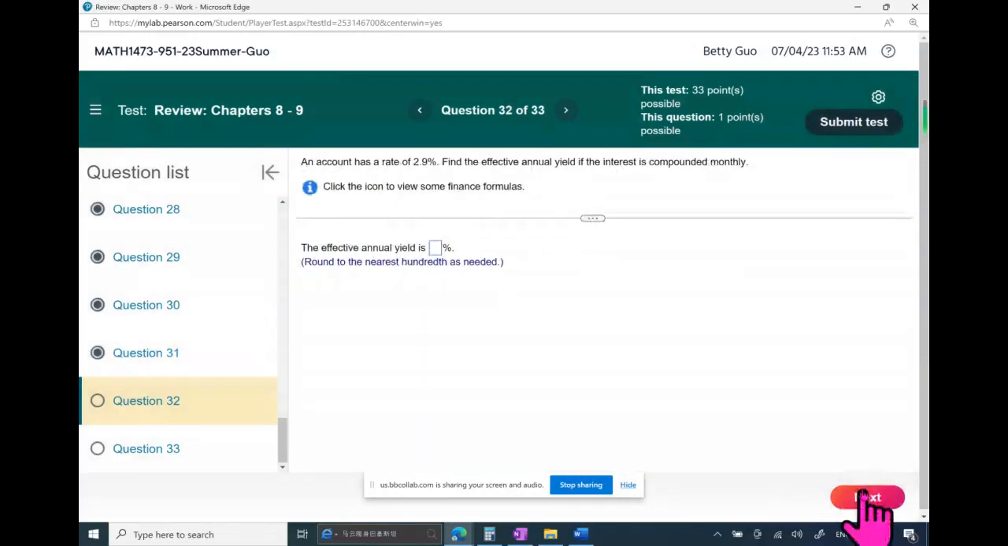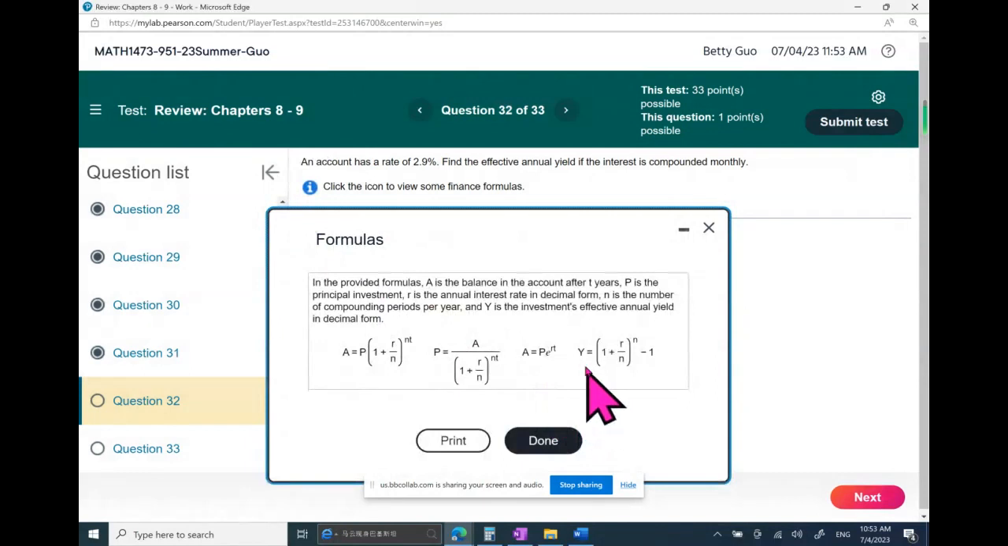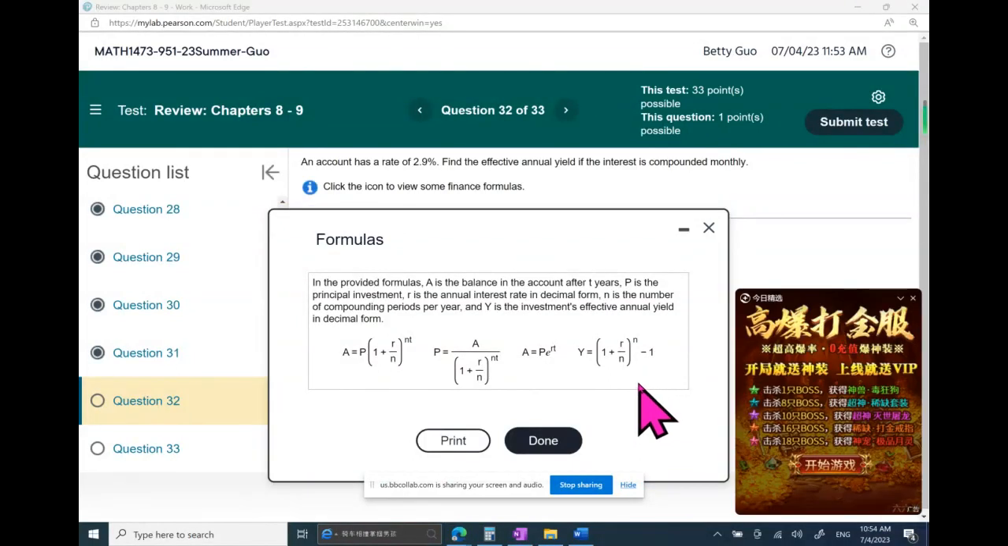Earlier, we had a similar problem, right? So I already demonstrated on my calculator. Question number 32. An account has a rate of 2.9%, find the effective annual yield. Okay, this we need to use the formula. The last formula is the annual yield formula. R is 2.9%, 0.029. N is 12 because it's monthly. Just plugging in.